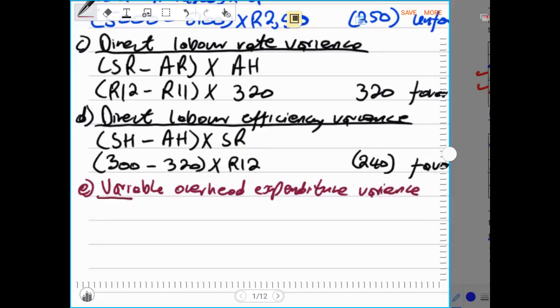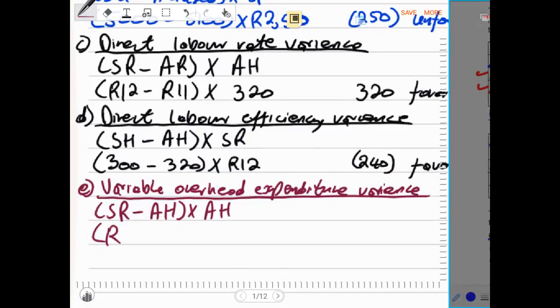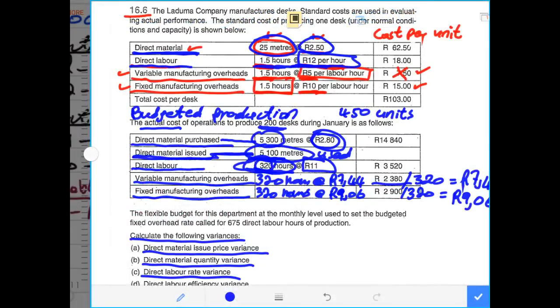And this variance is very similar to the direct labor, which says standard rate minus actual rate, and times this by the actual hours. Our standard rate of overhead, let us check. I don't remember. Our standard rate of overhead was 5 rand per labor hour. There we had 5 rand.